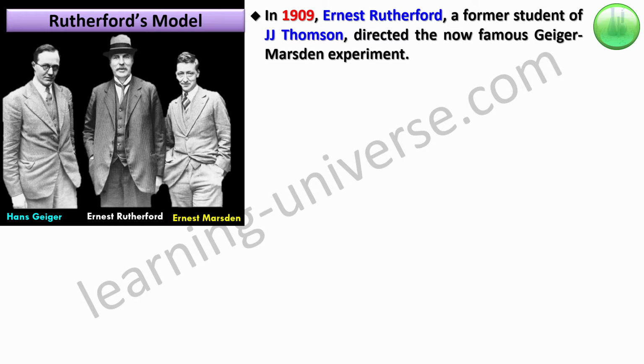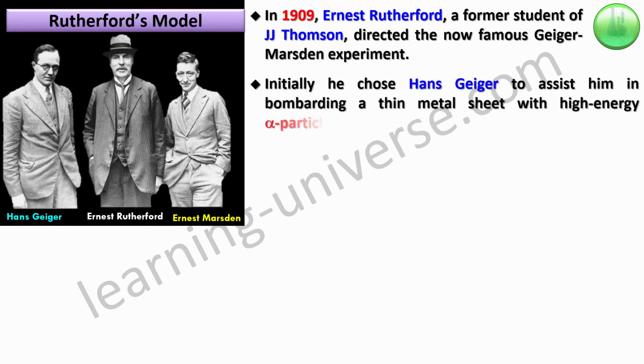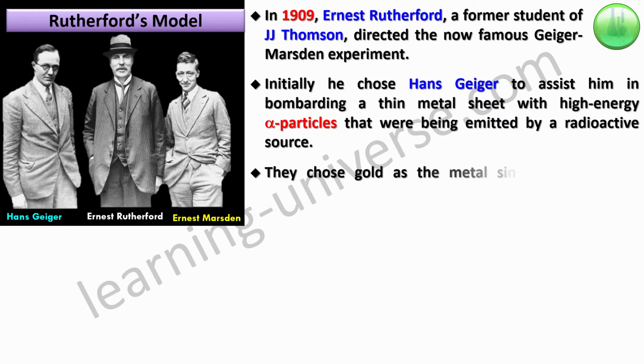Initially, he chose Hans Geiger to assist him in bombarding a thin metal sheet with high-energy alpha particles that were being emitted by a radioactive source. Alpha particles were called alpha particles because nobody knew what they actually were. They chose gold as the metal, since gold is highly malleable and ductile, so you could convert it into sheets or wires or whatever you wanted.